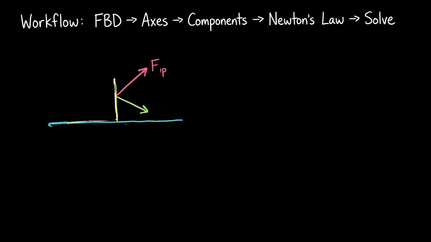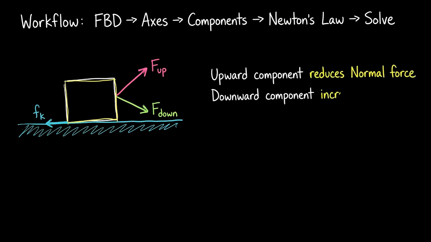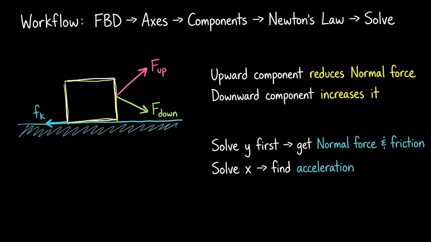Here's a worked example. A block on a rough table has two applied forces pulling to the right, one angled up, one angled down. The upward component reduces the normal force. The downward component increases it, which directly changes friction. Solve the y direction first to get the normal force, compute friction, then use the x direction to find acceleration.